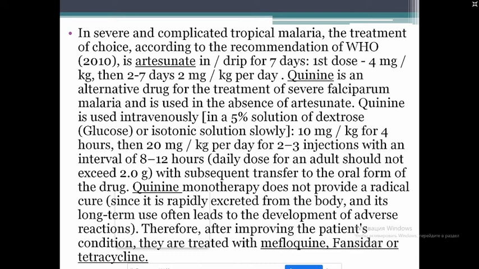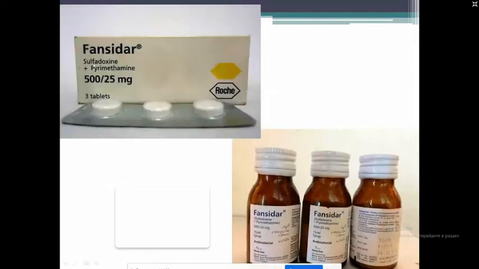Quinine monotherapy doesn't provide a radical cure, since it's rapidly excreted from the body, and its long-term use often leads to the development of adverse reactions. Therefore, after improving the patient's condition, they are treated with mefloquine, Fansidar, or tetracycline. Here, please, doctor, Fansidar, IV injection and in tablet. Prolonged sulfanilamide.